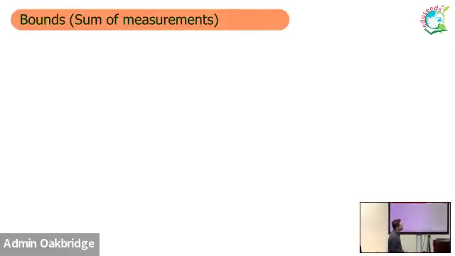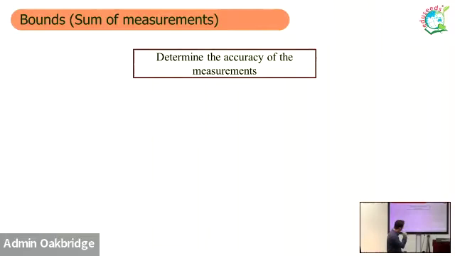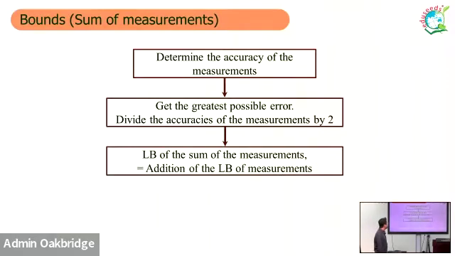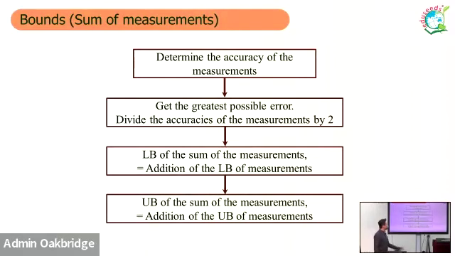This is the first type, sum of measurements. The steps are the same from the beginning. The first few steps: determine the accuracy of the measurements, and then get the greatest possible error. And then to get the lower bound, this one is very easy. Just take the addition of the lower bounds of the measurements. To get the upper bound of the sum of the measurements, just take the addition of the upper bounds. It's not that hard, huh?